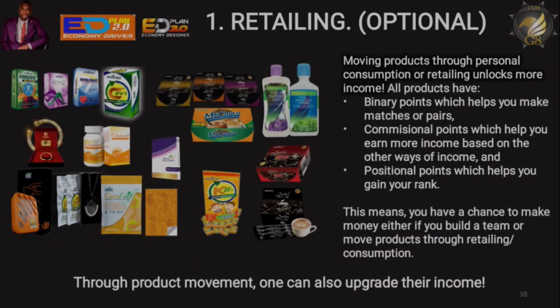Okay. So now we're going to talk about retailing, which is the first way of income generation, which is purely optional. You get that? You can move our supplements through consumption, either directly or indirectly. For example, let's assume you've just joined our company and you've received your package. You can retail that package to people around you who need the supplements or who want the supplements. Those who need the supplements are the ones who are in health conditions. So we talk to them, we tell them we have something here that can help you. Are you willing to have a look into it?